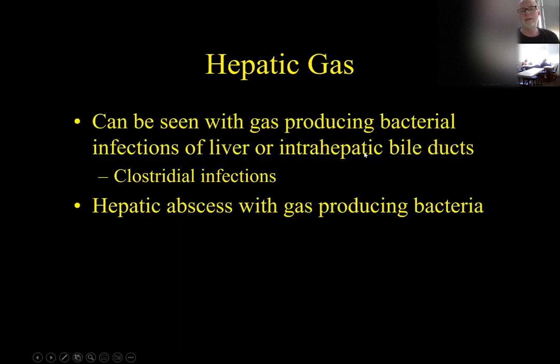Okay, hepatic gas. Every now and then you'll actually see gas inside the liver. I don't think I have a slide of that, but you'll see gas in the liver, and again, it's the same thing as gas in the peritoneal space. The gas has to come from the outside or it has to come from the inside. Sometimes when you see hepatic gas, it's from gas-forming bacteria due to abscesses in the liver, or ascending gas into the liver that comes from an infection of the gallbladder itself.